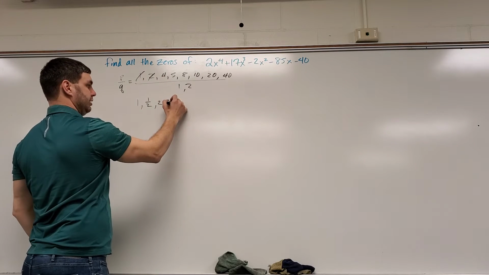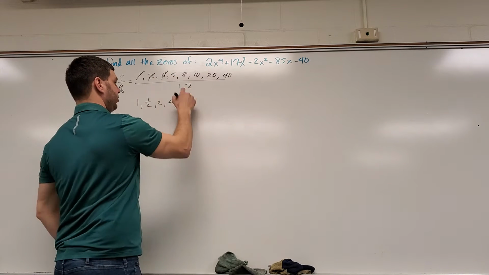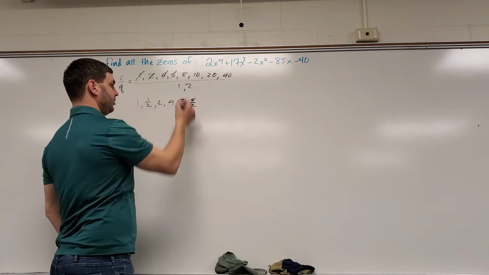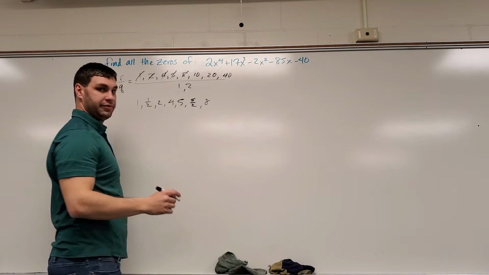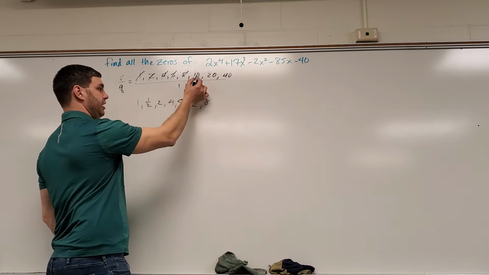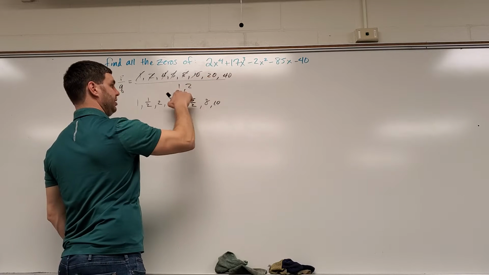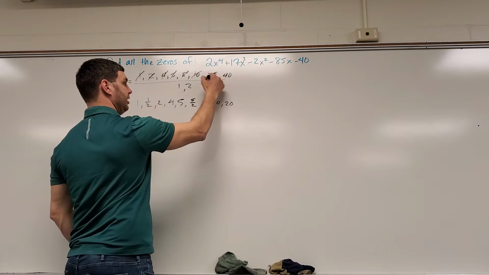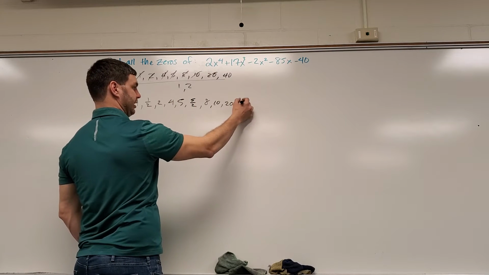4 over 1 is 4, 4 over 2 is 2, I already got 2. 5 over 1 is 5, 5 over 2 is 5/2. 8 over 1 is 8, 8 over 2 is 4, I already have 8, I already have 4. 10 and 5, I need the 10, I already have the 5. This is going to be 20 and 10, so I just need the 20, I already have the 10, and that's going to be 40 and 20, so I just have the 40.